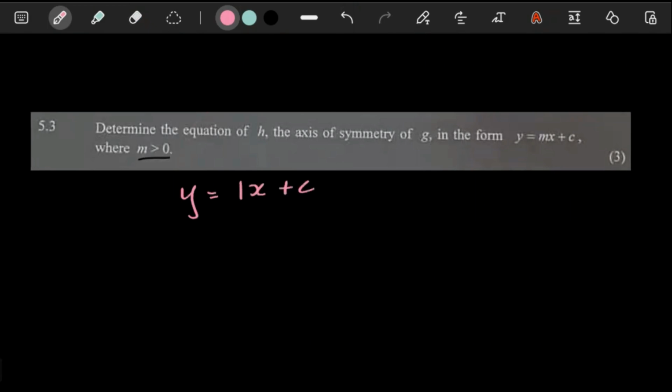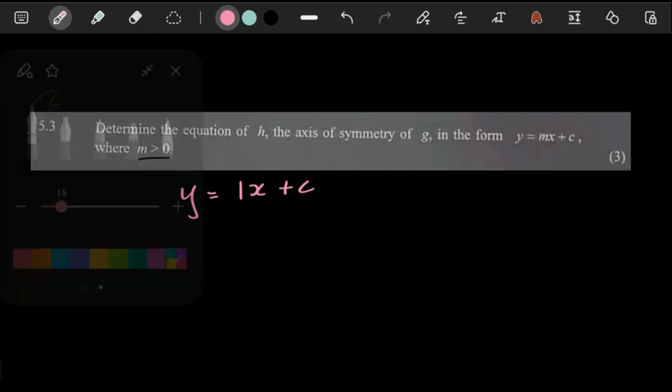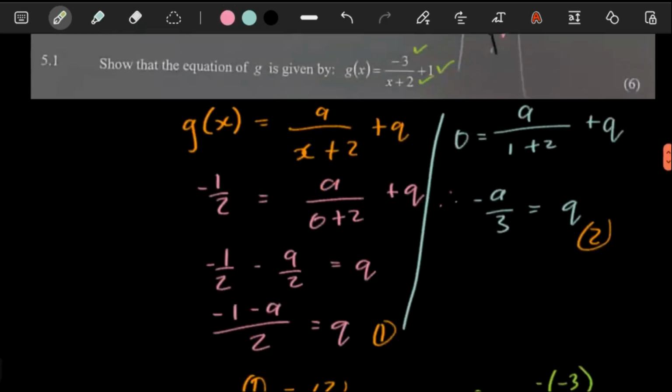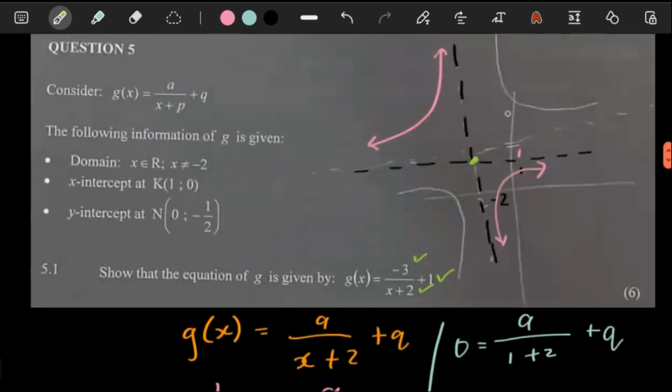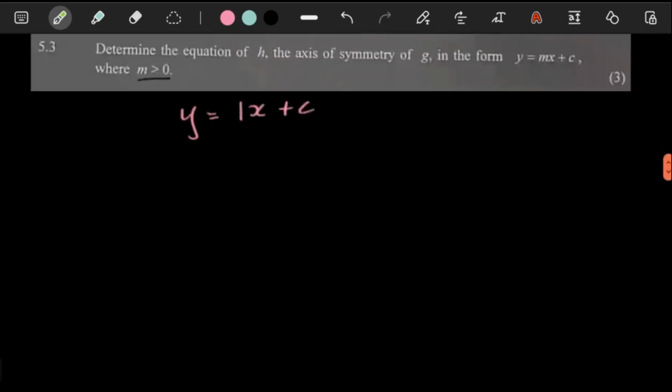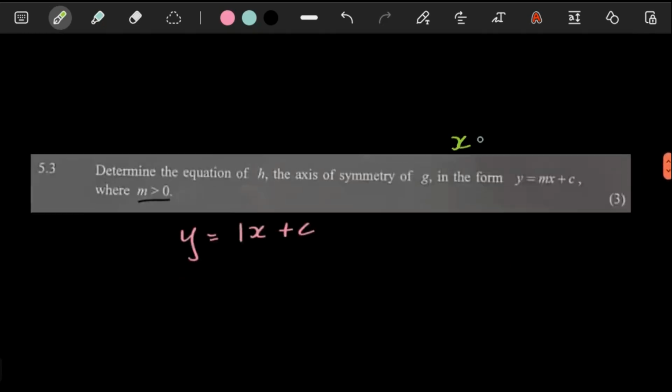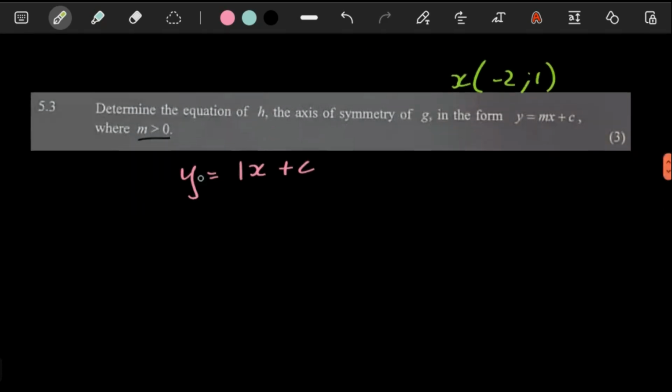So this we already know. Now the axis of symmetry will always pass through the point where your asymptotes meet. You see? So this is just x value -2, y value 1. So x is -2, y is 1. So we can put here x, so we have -2, 1. Y is a positive 1, x is -2. So we're trying to get the y-intercept here.